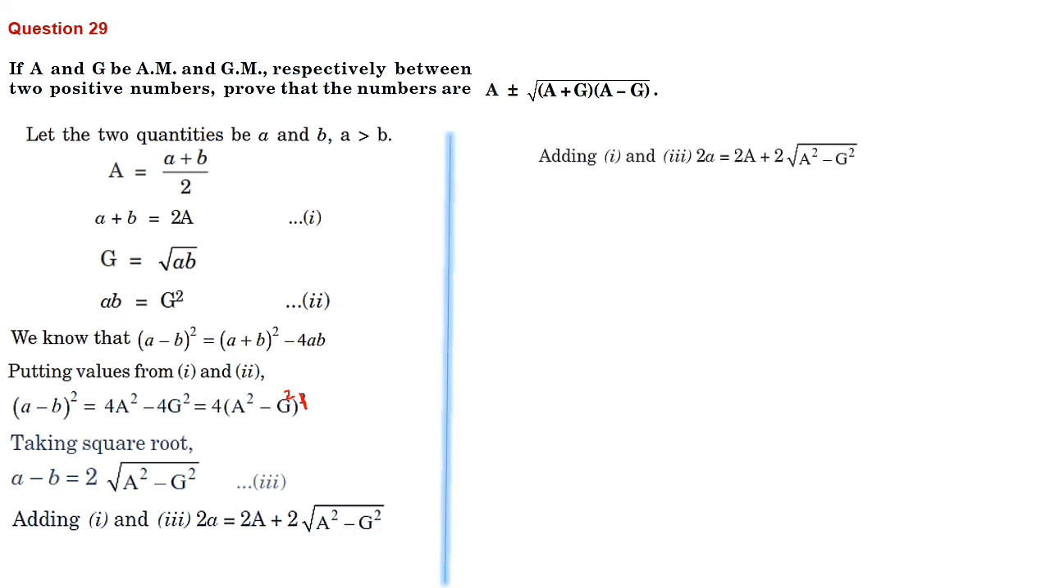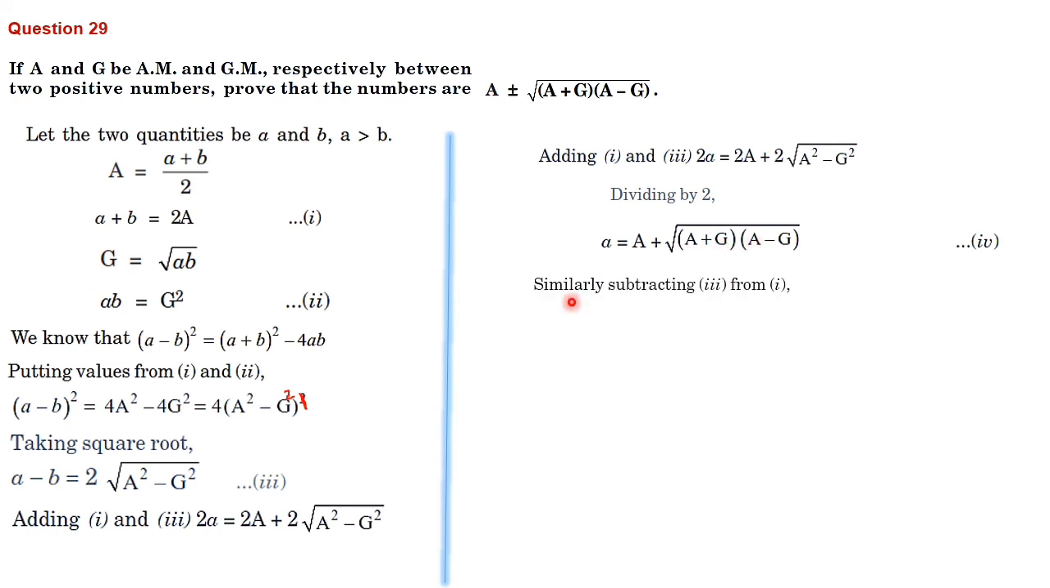Adding 1 and 3 gives us this same statement, which is written here. Then dividing by 2, there is a common term: 2 here, 2 here, 2 here, we can cancel it. That means 2 going leaves a, and here 2 going leaves root of a square minus b square. This is in the a square minus b square format. A square minus b square is (a plus b) into (a minus b), that means (a plus b) into (a minus b).